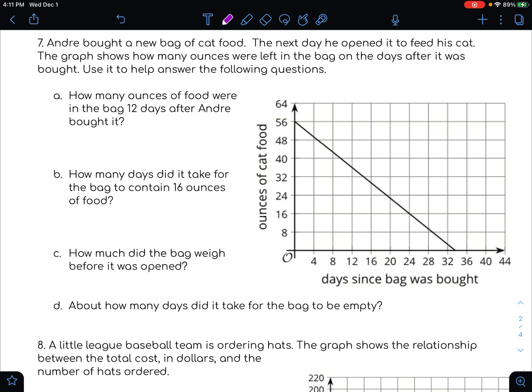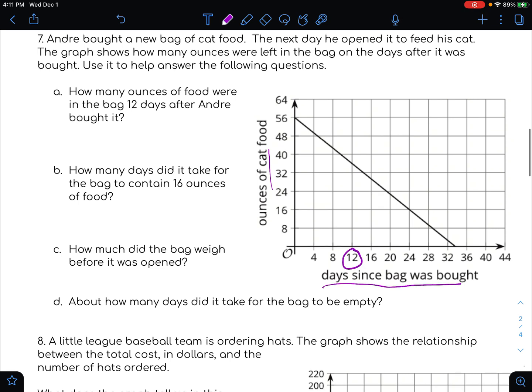All right, so let's look here. So days since the bag was bought, and then ounces of cat food. So if we're looking for 12 days after it was bought, and we follow that up to the graph here, it looks like it's halfway between 40 and 32. So it'd be what, 36? So 36 ounces looks to be the answer to that question.